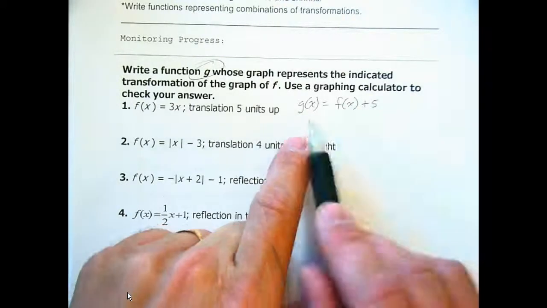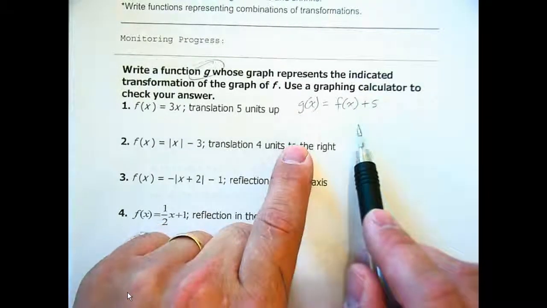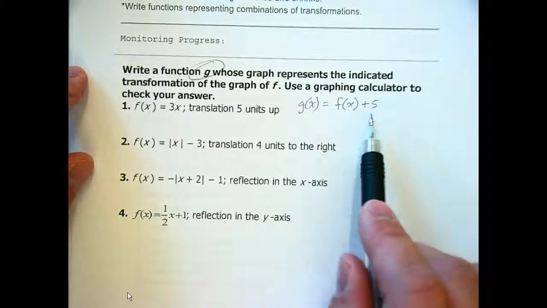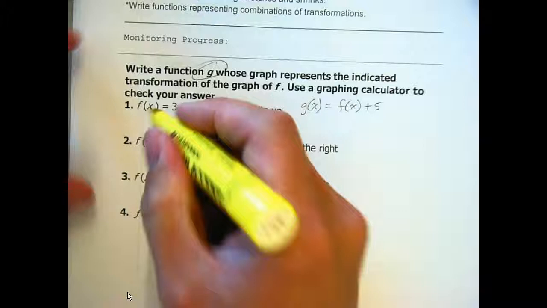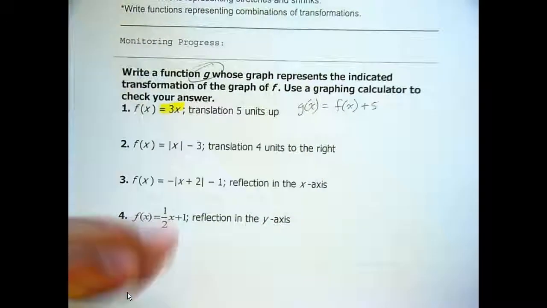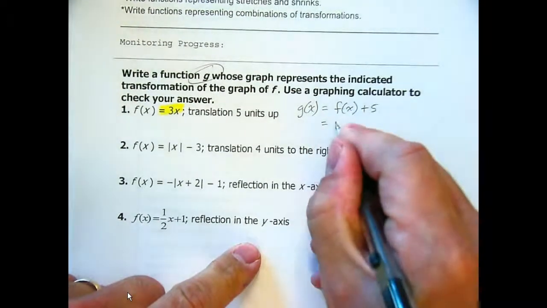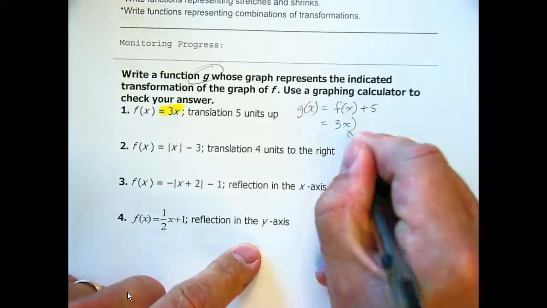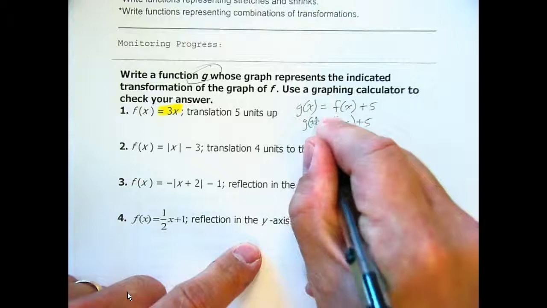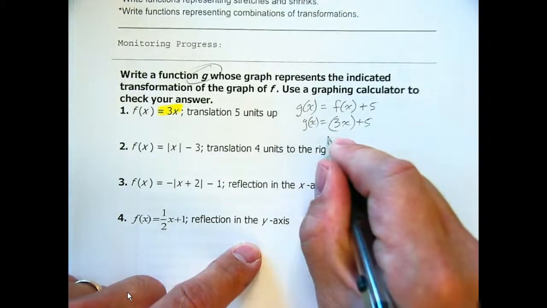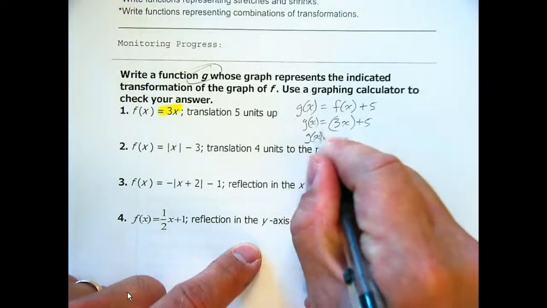So k goes on the outside, h goes on the inside with f of x. I'm not done with the problem yet. g of x is equal to f of x plus 5. Well, we know f of x equals 3x, so we put 3x in for the f of x. So 3x plus 5 equals g of x, which says, if we want to rewrite it, g of x equals 3x plus 5.